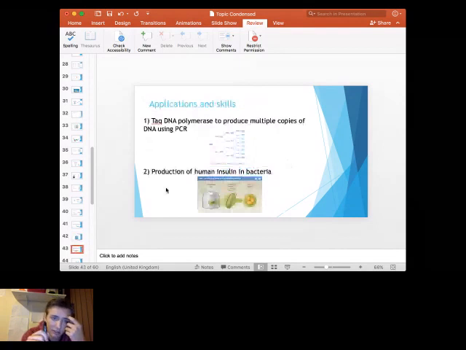Another application, or well, no, actually, these are just applications, is that you have to be able to understand how Taq polymerase can be used to copy DNA a lot of different times.